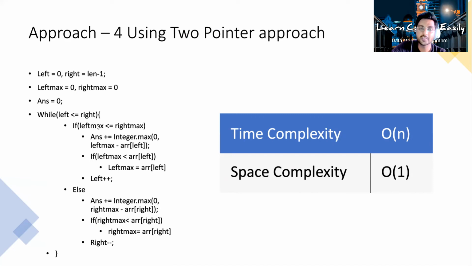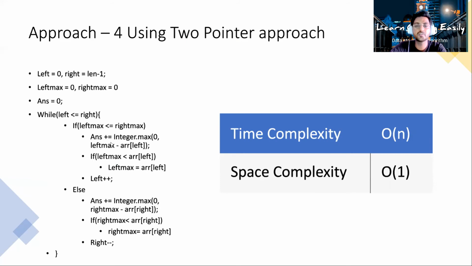Now, if this is not the case, it means right maximum is the minimum. So the amount of water will be the minimum, which is right maximum minus current height. Again, you need to update the right maximum, and right will be decremented by 1. This way you will get the answer. Time complexity of this approach is O(n), and the space complexity is O(1), because we are not using any extra memory here.